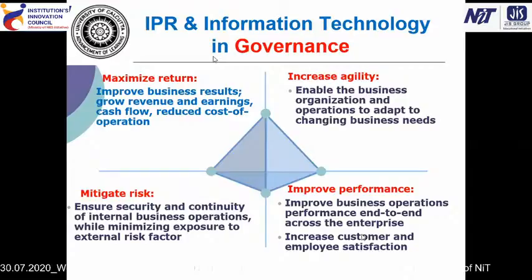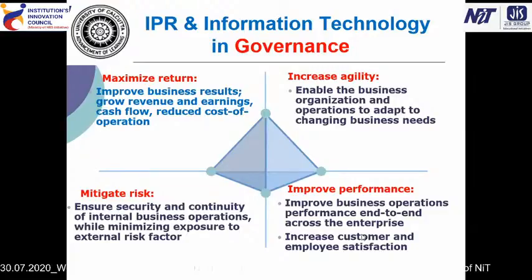So in our governance part, the goals are to maximize return and increase agility. This is in a pyramidal structure defined by 4 coordinates. First coordinate, second coordinate, the third coordinate is mitigate risks, and the fourth coordinate is improve performance. In the first coordinate, improve business results, growth, revenue, earnings, cash flow, and reduce the cost of operation. Similarly, increasing agility enables the business organization and operation to adapt to changing business needs. This is the pyramidal structure, the prism structure.